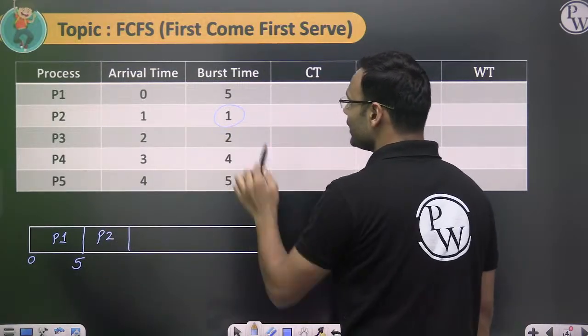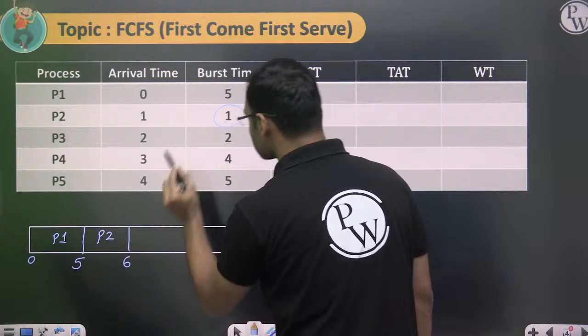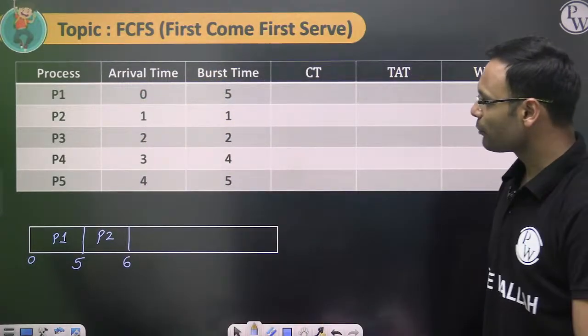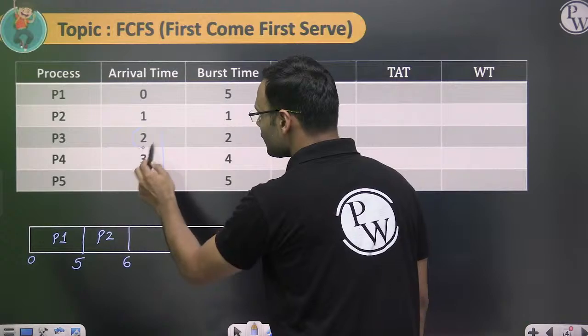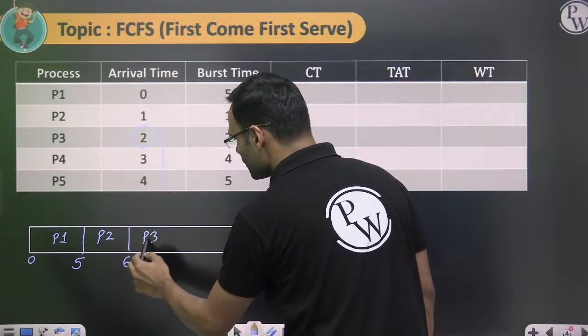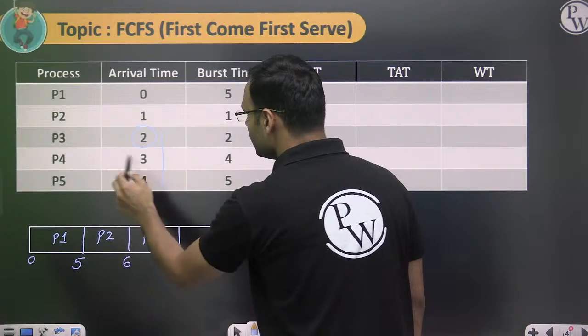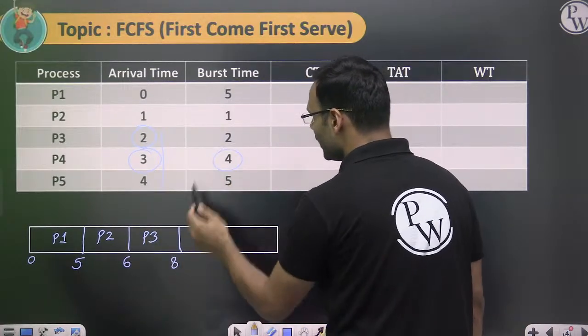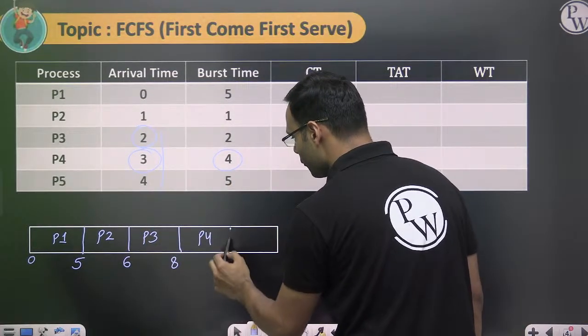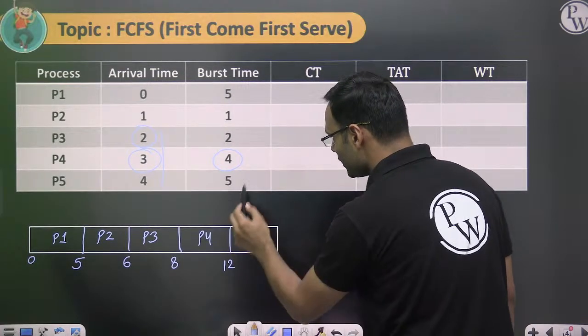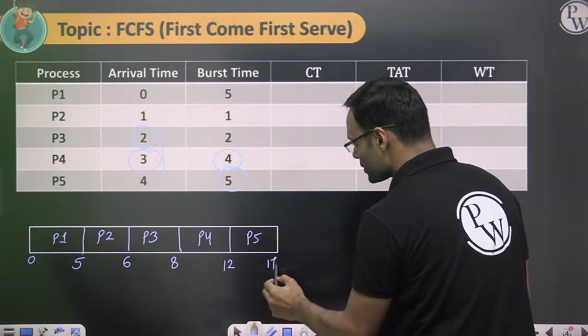After 5 time units, it takes one more, up to 6. Then among the remaining processes P3, P4, P5, which comes first? P3 arrives first. It will run for 2 time units, up to 8. Then P4 arrives at 3, so we'll run P4 next up to 12, and then at the end P5 runs 5 more time units, up to 17.